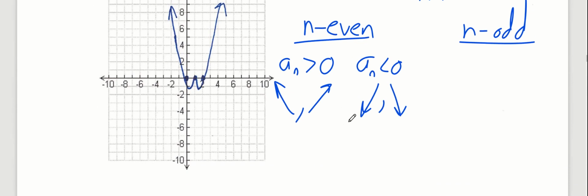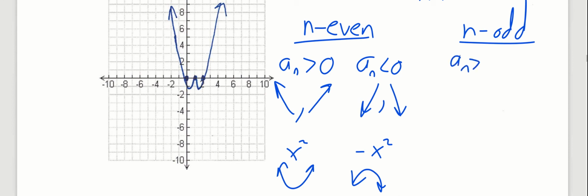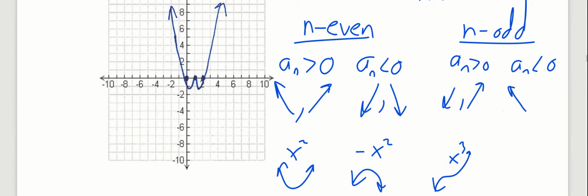As an example of this, I always kind of like to think of what the graph of x squared and negative x squared looks like. They're kind of like the classic examples. We know x squared goes up to the left and up to the right. And also, here it's going to go down to the left and down to the right. If n is odd and a sub n is greater than 0, then it goes down to the left and up to the right. Very similar to what x cubed would do, which has this shape. And on the other hand, if n is odd and a sub n is less than 0, then it goes up to the left and down to the right. Very similar to what you would see if you had negative x cubed.